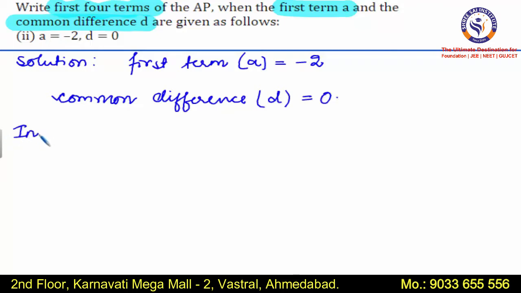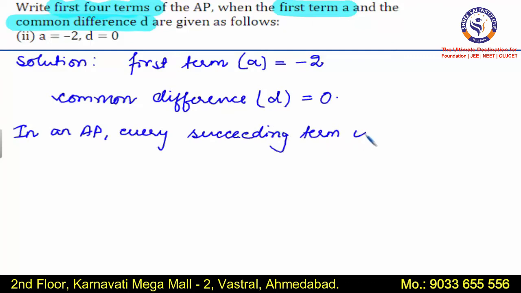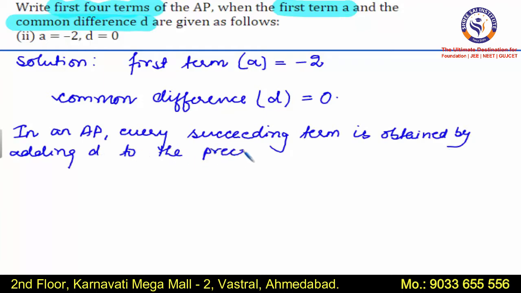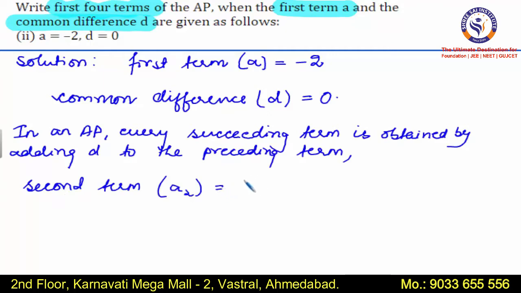Now we know that in an AP, every succeeding term can be obtained by adding the common difference D to the preceding term. Therefore, the second term, let us denote it by A2, can be obtained by adding the common difference to the first term, that is -2 plus 0. This is equal to -2.